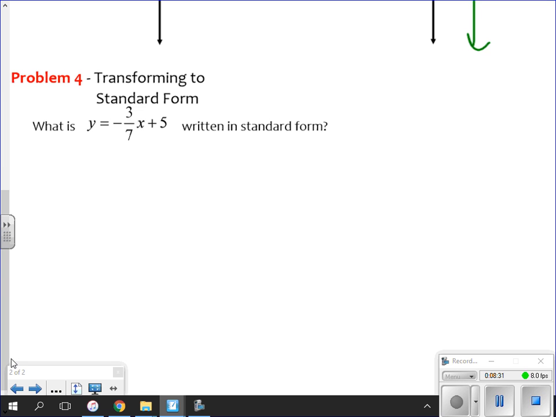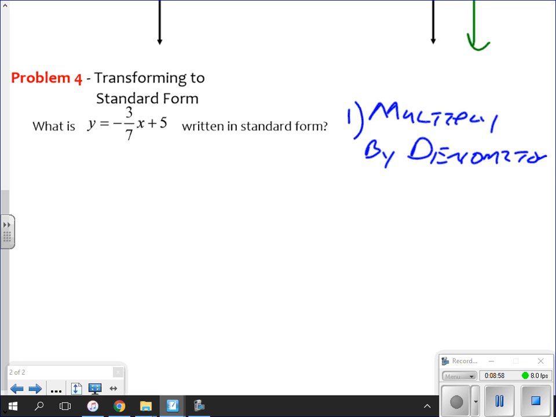Now we have our last example. This is probably the most difficult, but it's really not that hard. 2 or 3 steps depending upon the problem. Step number 1. Multiply by the denominator. If you have a fraction, you multiply by the denominator. If you don't have a fraction, you get to skip this step. You multiply everything by the denominator.